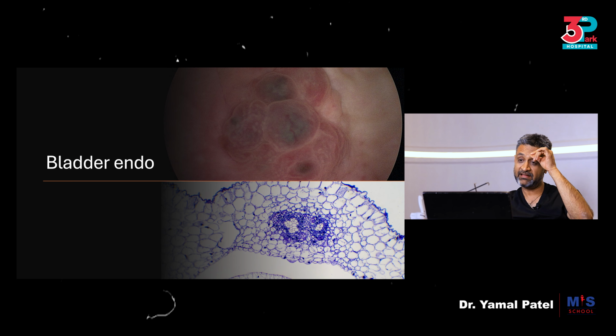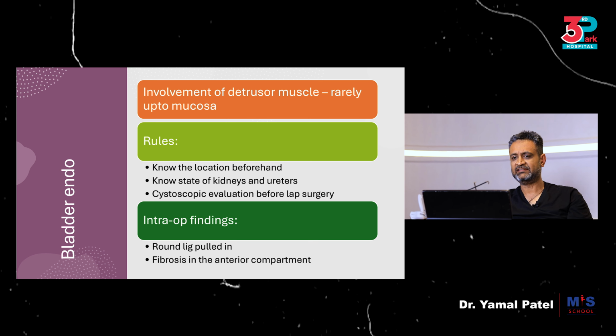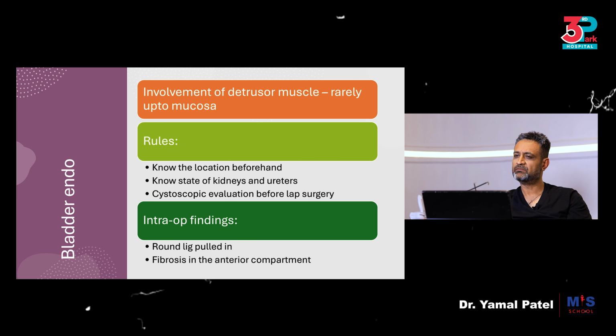We go into the bladder endometriosis now. So this is defined as involvement of the detrusor muscle, and normally you would rarely have it up to the mucosa. So as long as it's on the peritoneum of the bladder, I don't think we would call it bladder endo. It would still be peritoneal endo overlying the bladder.